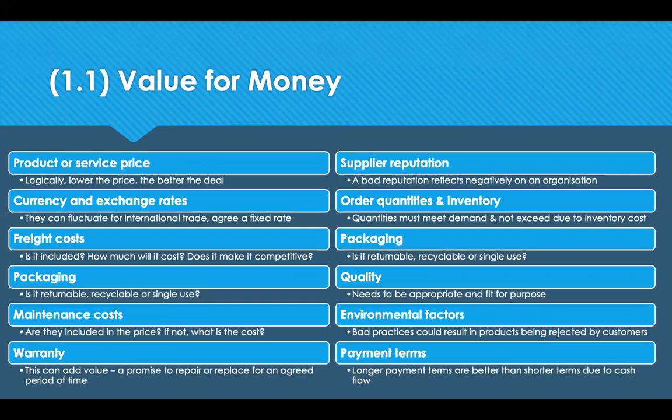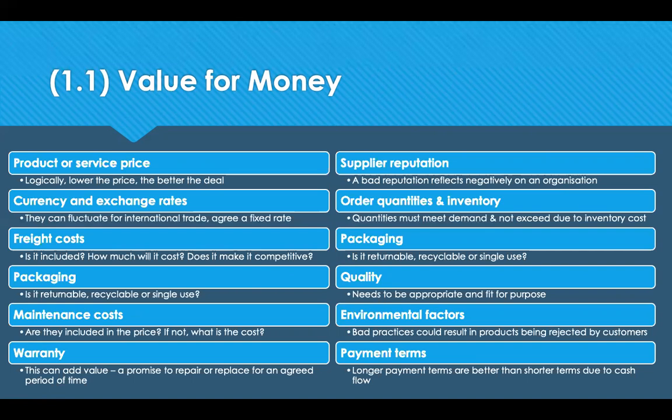Maintenance, I mean, it's obviously preferable for it to be included in the price, but if it isn't, then what's it going to cost you to maintain it? And a warranty is something that can add value because it's a promise to repair or replace your item within an agreed period of time. Also look at a supplier's reputation because a bad reputation can reflect negatively on your organisation. So work with suppliers that have a good reputation.